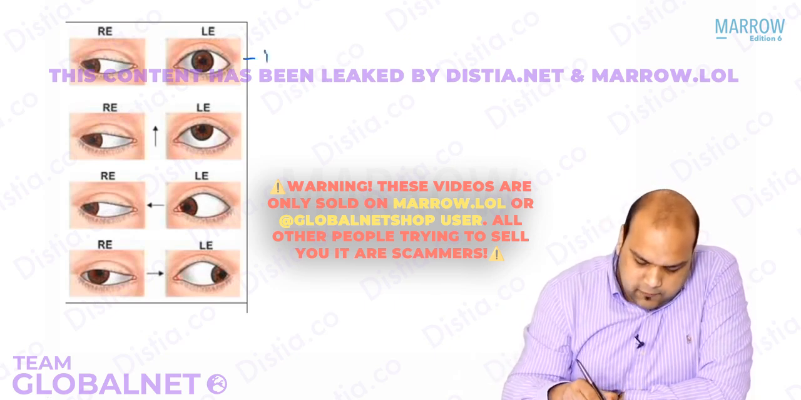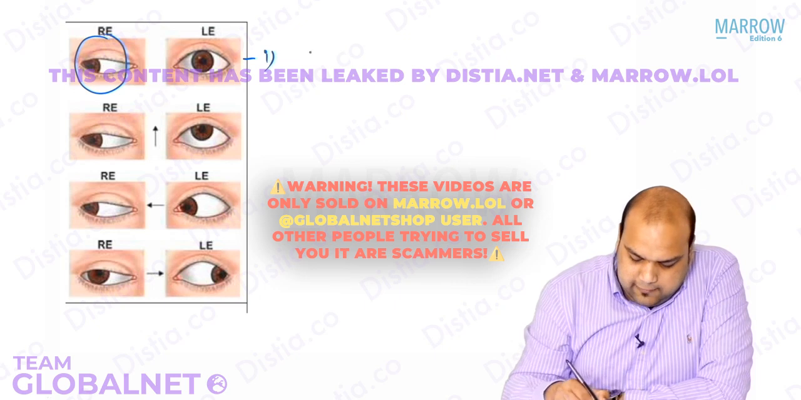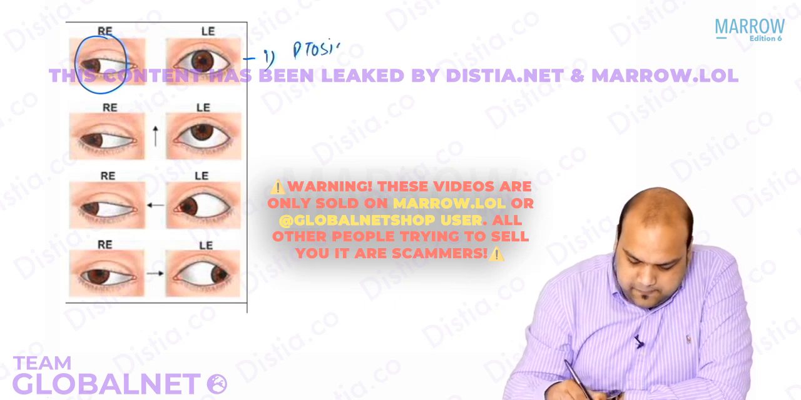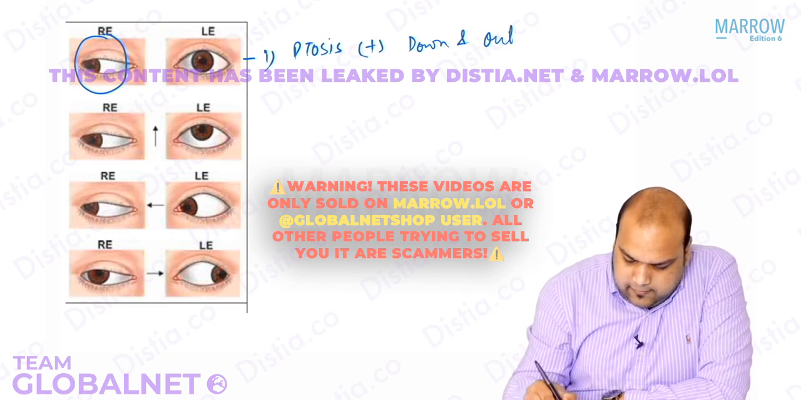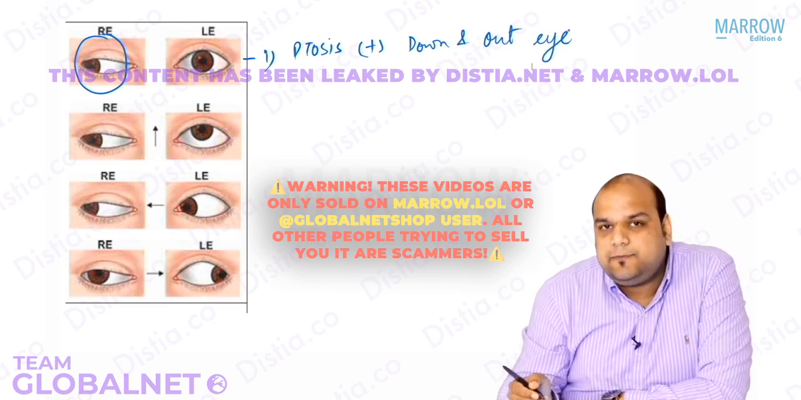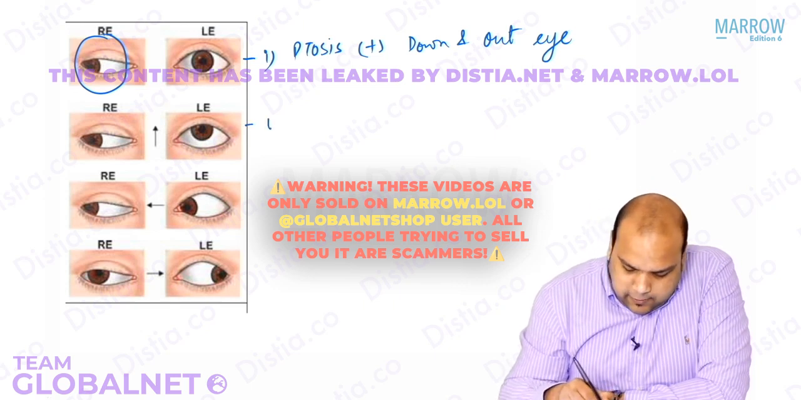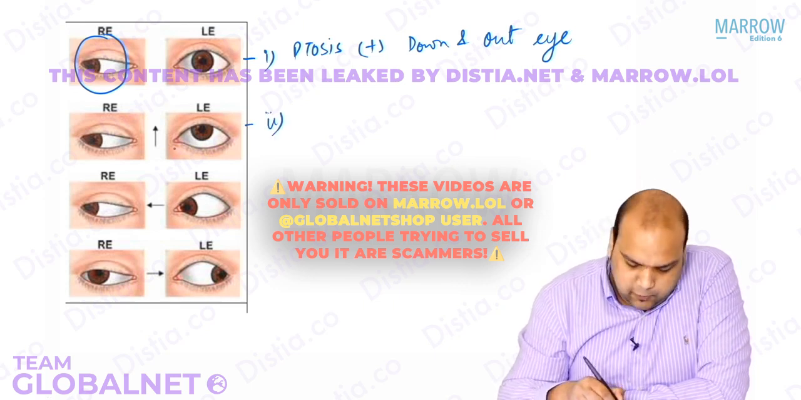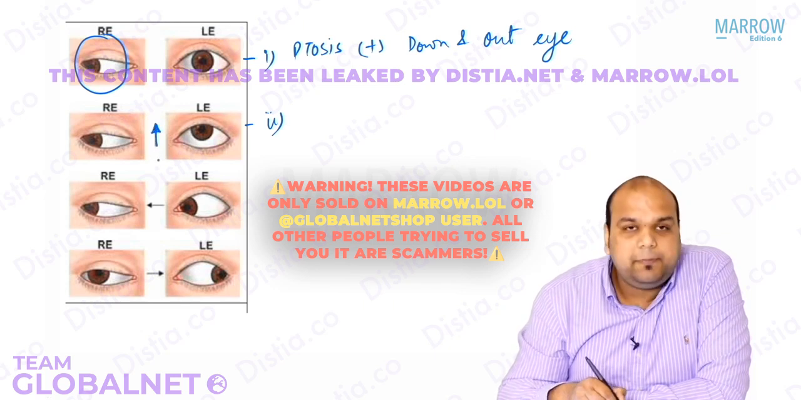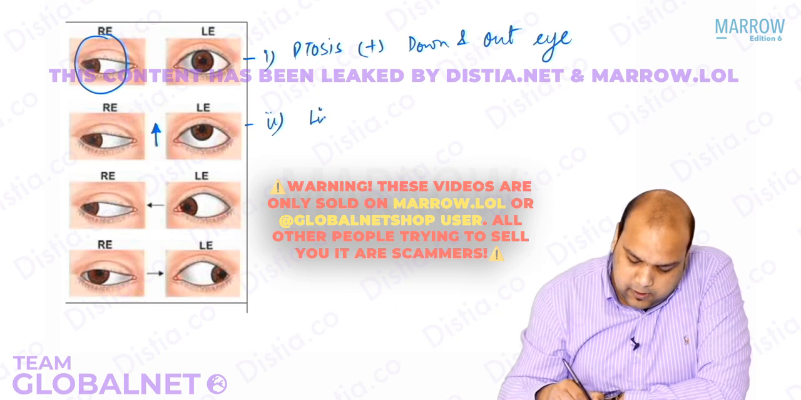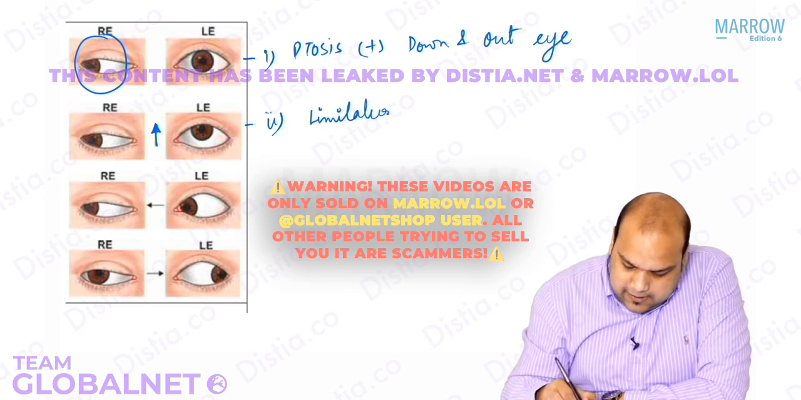In the first photograph, what do we see, everybody? We see ptosis plus down and out eye. My diagnosis is clear from this photograph only. But what if I want to examine all the ocular movements? Let us try to examine all the ocular movements. In the second photograph, I have asked the patient to look up. The left eye has been able to look up, but the right eye has not been able to look up because there is limitation of elevation.